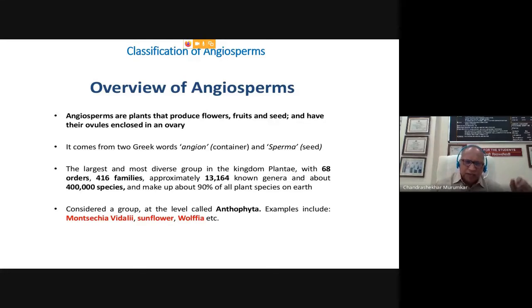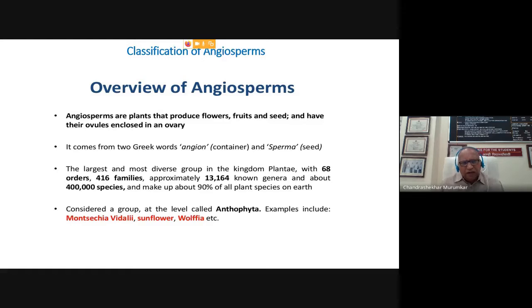As far as today's angiosperm position is concerned, we have almost 68 orders as per the recent classification systems. And at the moment, we have identified more than 416 families. A family is nothing but a small group, an assemblage of similar or closely related characters together. They comprise more than 13,164 genera, which are recorded today as per the record of Britannica. We have more than 4 lakh angiosperm species which are known today, including cultivars, strains, and varieties.